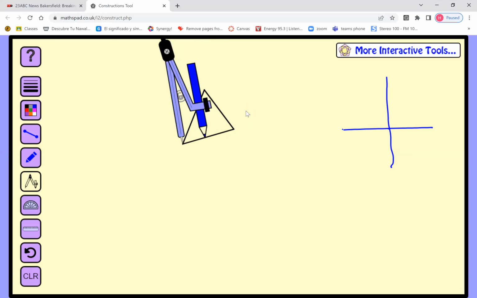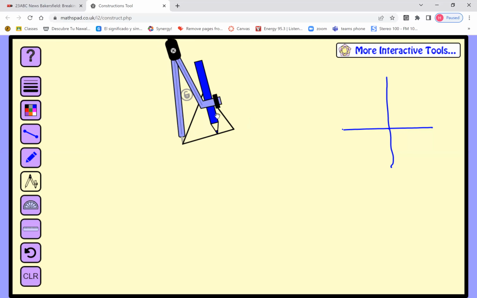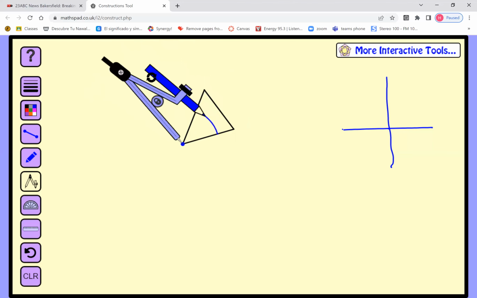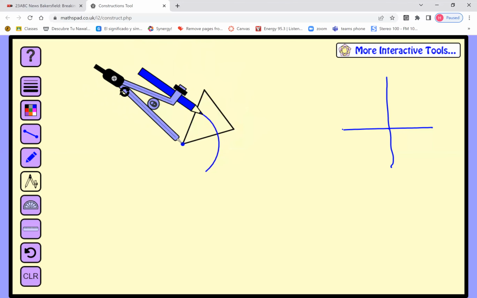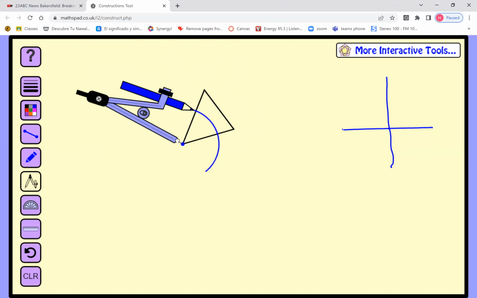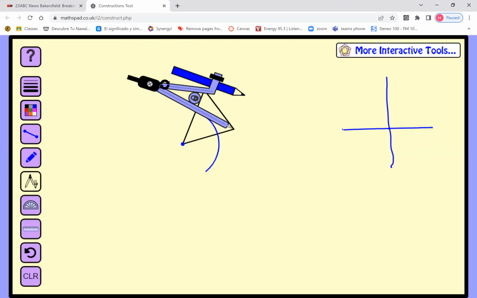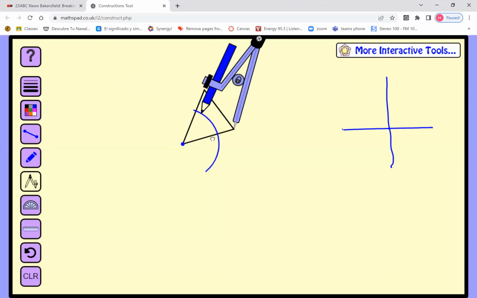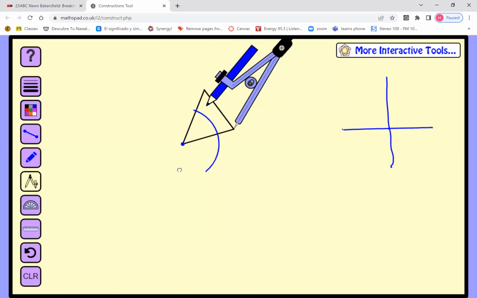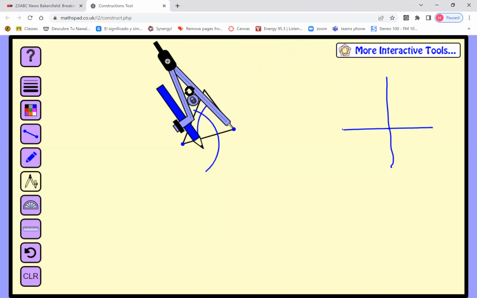I'm going to choose a side. So I'm going to choose this side right here. I'm going to choose a side and find the point in the middle. I have a rough idea where the middle is, but I'm going to make my pencil more than the middle. Let me lock this here. So I'm going to draw a big arc right here. Now let me move my compass to the other end. And let me draw a big arc right here.